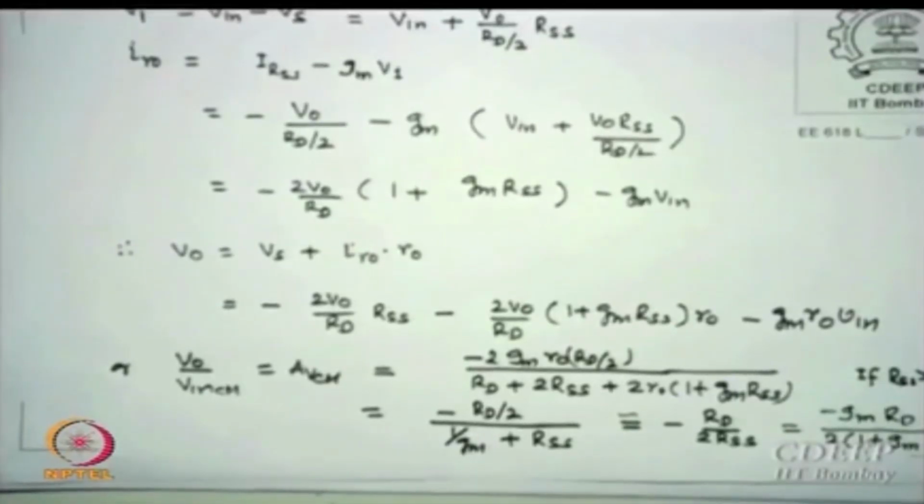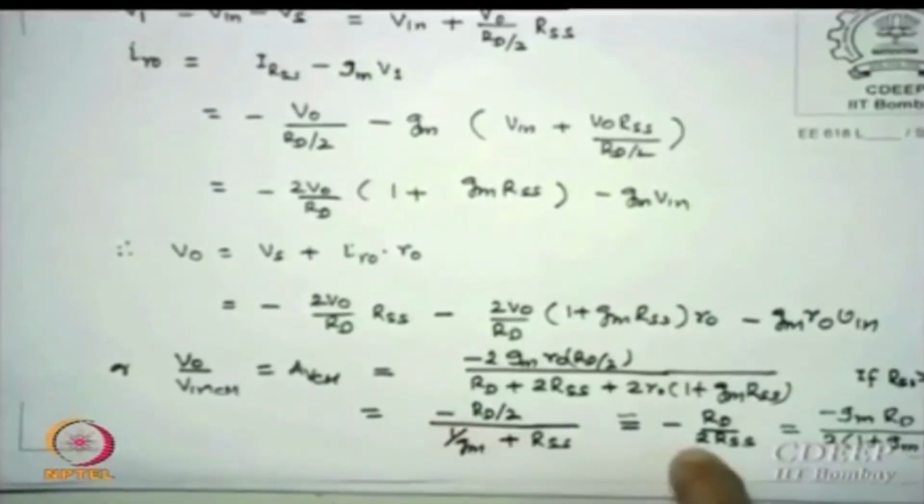RSS is finite, and therefore one must say that V0 by V in CM will be finite, and it will be minus RD by 2 by RSS; the 2 is only coming because of that. We still assume that GM1 is GM2, RO1 is RO2, but in case they are not, what is the cause? You are anyway doing a technology course, you are doing other design courses; what will be the cause in which two transistors may not be identical?